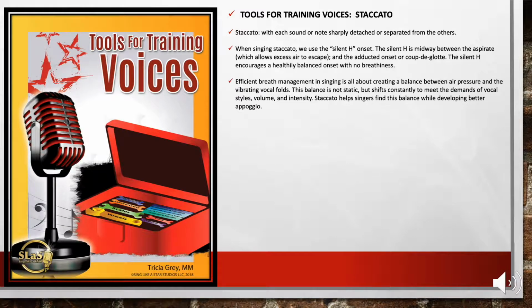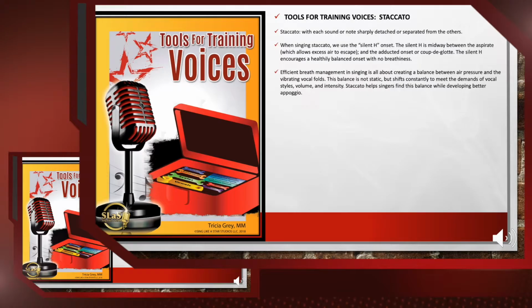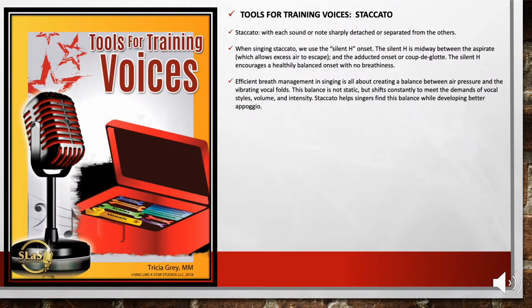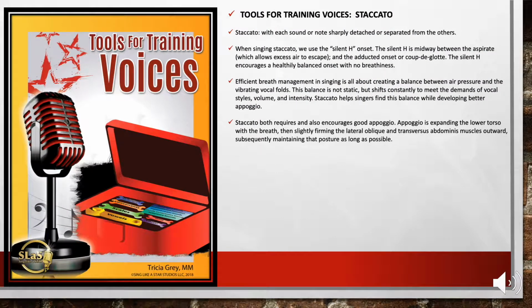Efficient breath management in singing is all about creating a balance between air pressure and the vibrating vocal folds. This balance is not static, but shifts constantly to meet the demands of vocal styles, volume, and intensity. Staccato helps singers find this balance while developing better appoggio. Staccato both requires and encourages good appoggio.